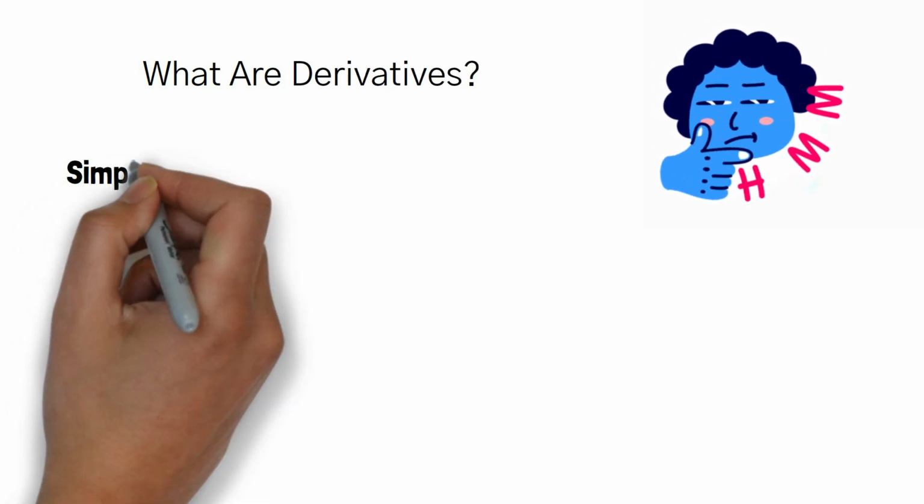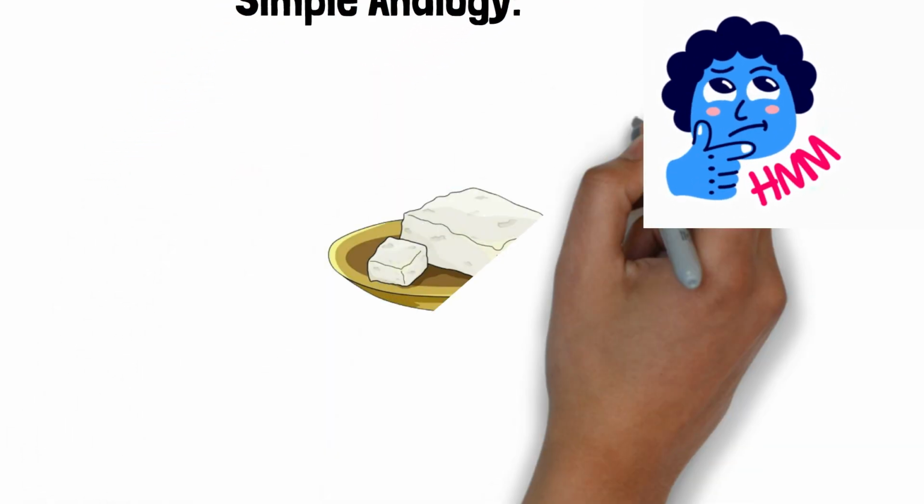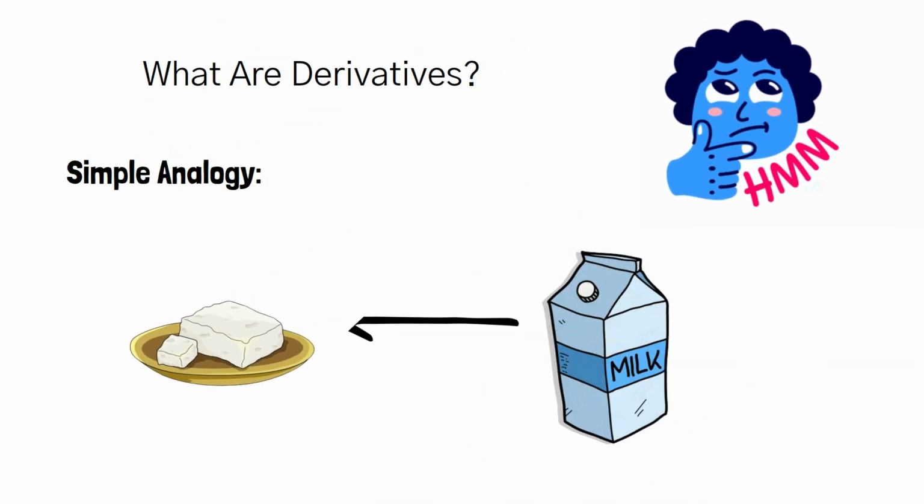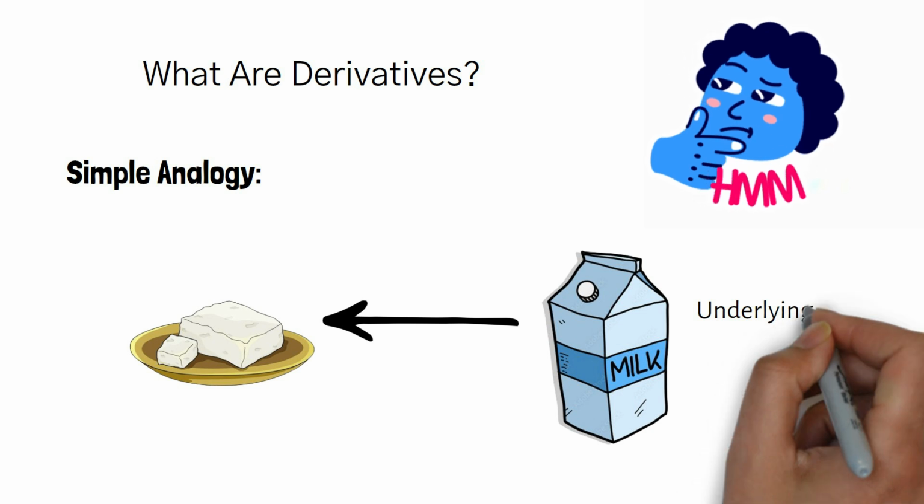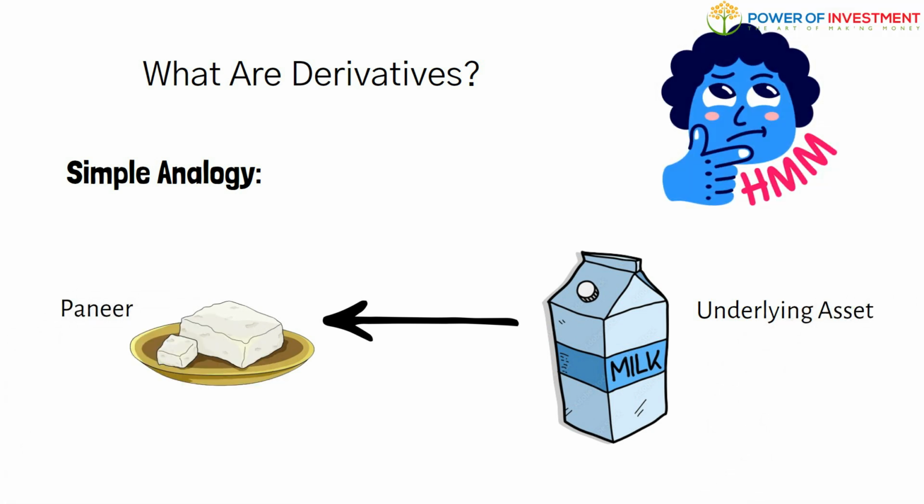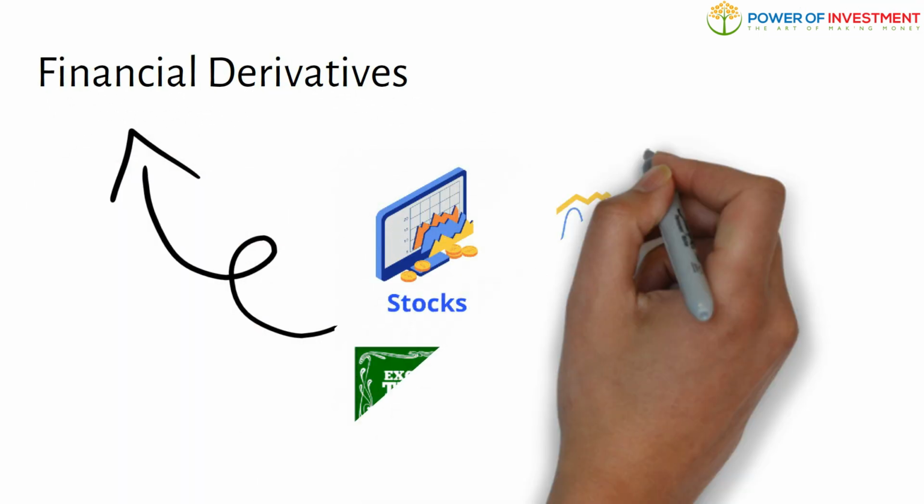1. What are derivatives? Let's begin by exploring what derivatives are through a simple analogy. Think of derivatives in everyday life. For instance, paneer is derived from milk. Here, milk is the underlying asset, and paneer is the derivative. Similarly, financial derivatives are instruments whose value is derived from an underlying asset.